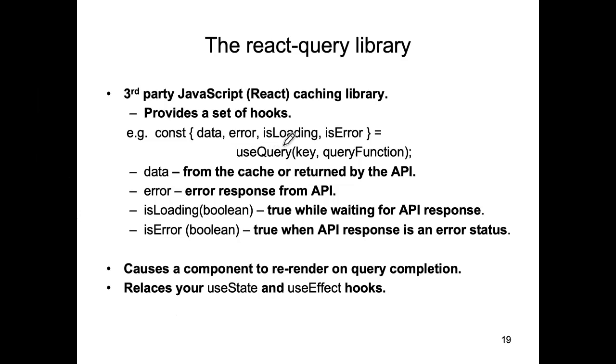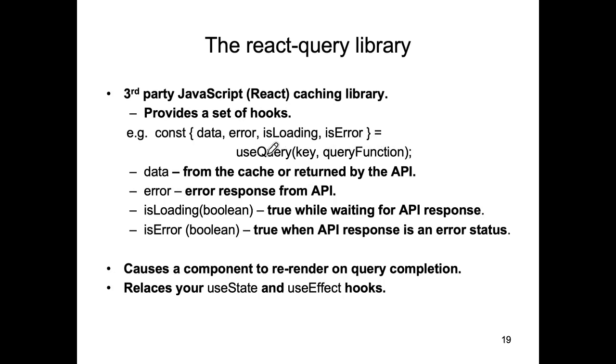The arguments that you pass to this hook are the key of the entry that you're interested in. So this might be a movie ID, or this might be the discover string. And you also give it a function. The function is what the React Query library will use to retrieve the data from the backend. And we know what that function kind of looks like. It has a fetch statement in it. We've seen that kind of code before.